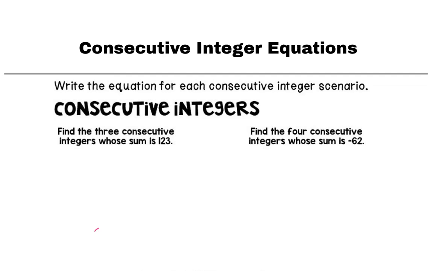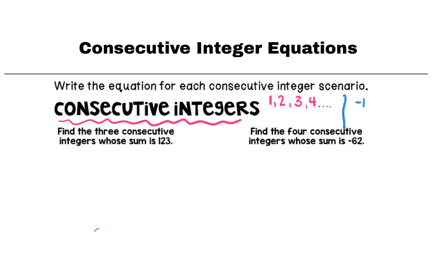Today we are going to practice consecutive integer word problems. The very first thing that we do need to review is what a consecutive integer is. If I am starting at 1, the next consecutive integer would be 2, and then 3, and then 4, so on and so forth. You don't have to start at 1.